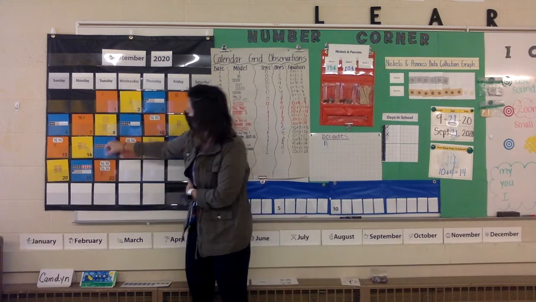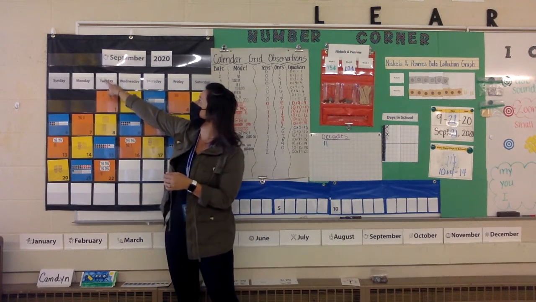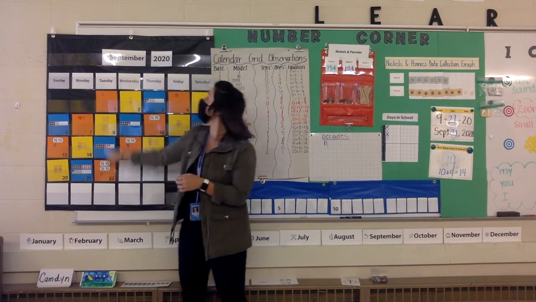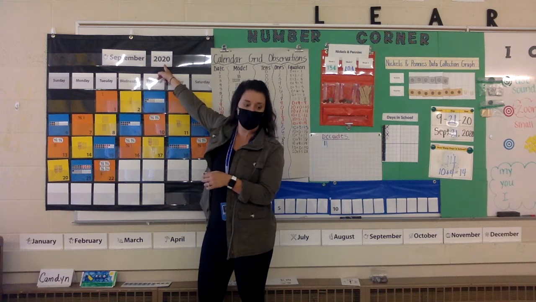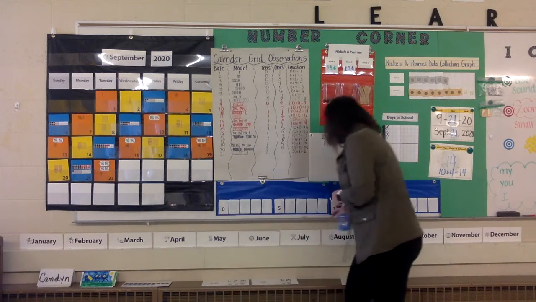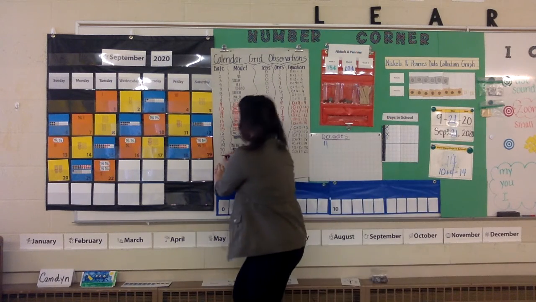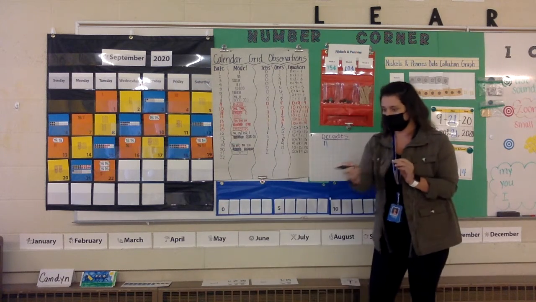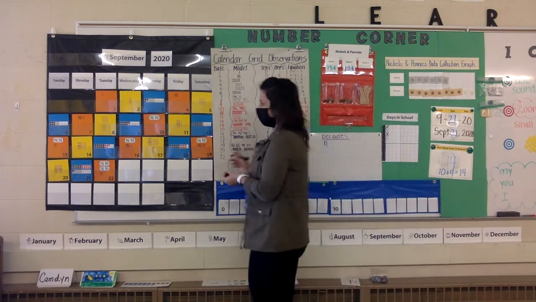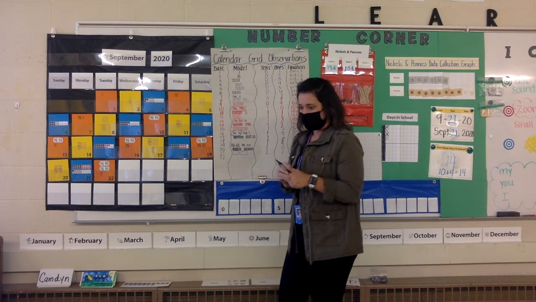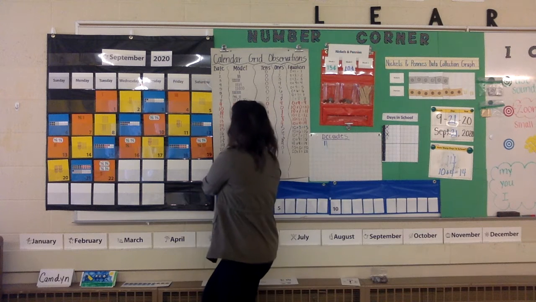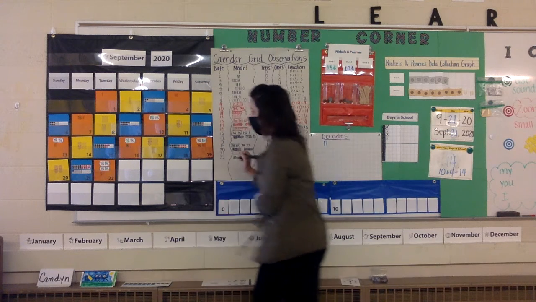So say it with me. Today is Tuesday, September 22nd, 2020. So I'm going to write on our calendar grid 22. What am I going to draw for our model? Yes. Tally marks. Tally marks, how many? 22. Good. 1, 2, 3, 4.